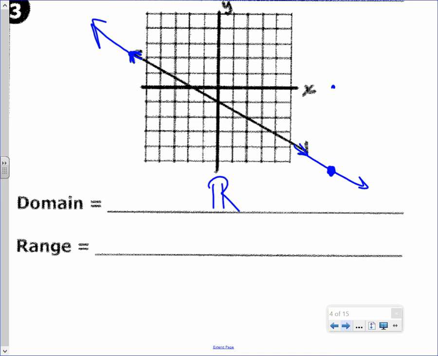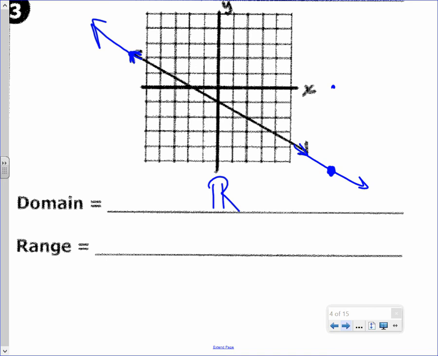The point is, x can be any number in the universe, therefore it's all real numbers. Any number on the number line. All right, that's domain.